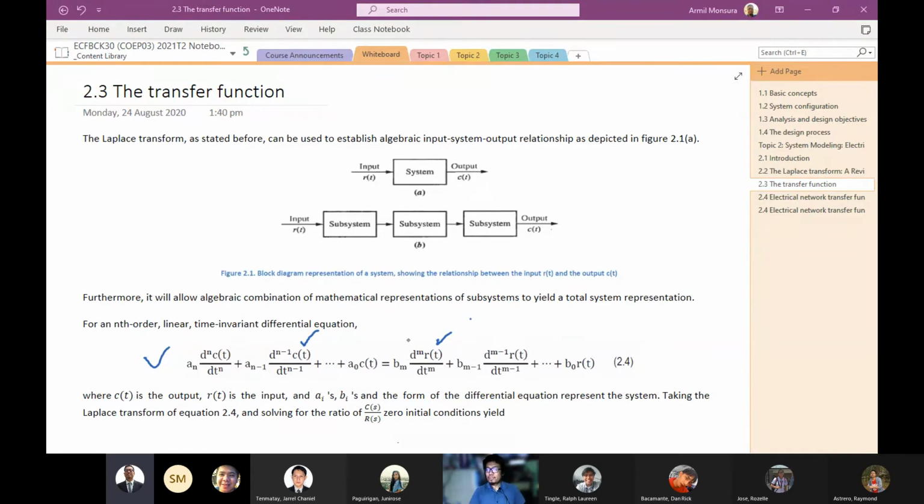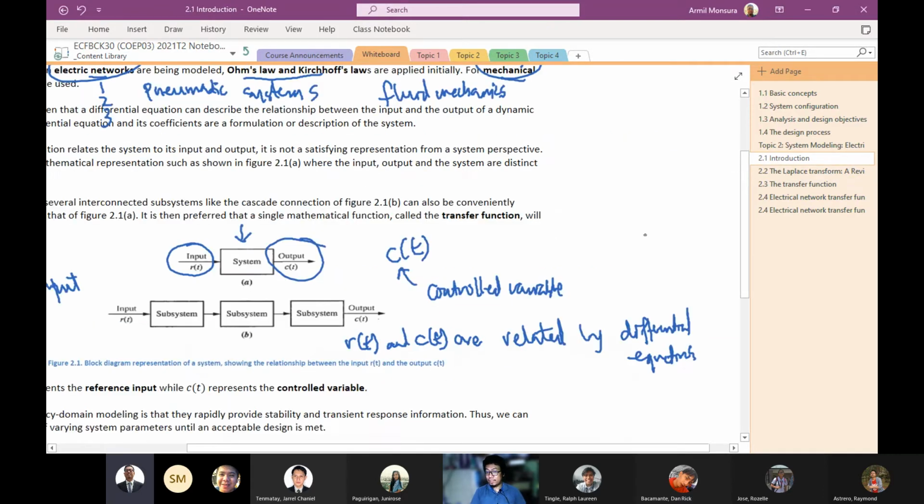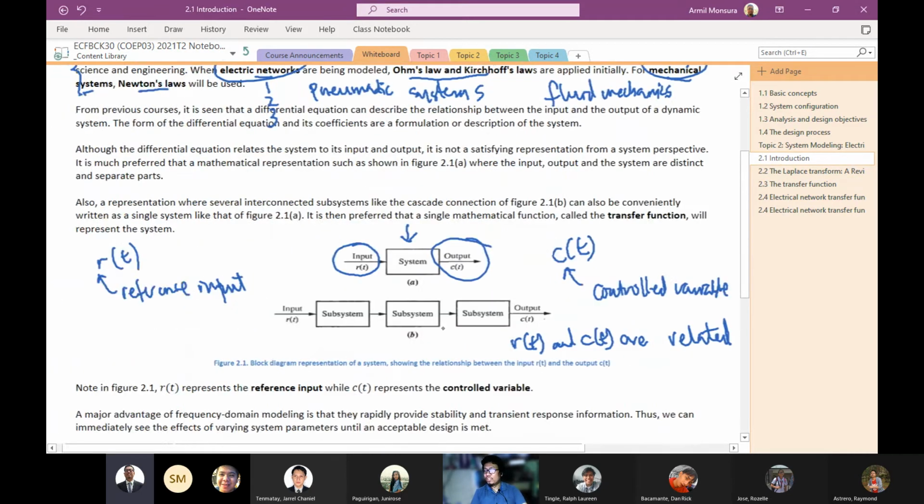Anyway, so as I was saying, yung differential equation that relates this R of t and this C of t is actually of this form. As you can see, it would be really complicated. The differential equation that describes the input and the output of the system is actually really complicated.